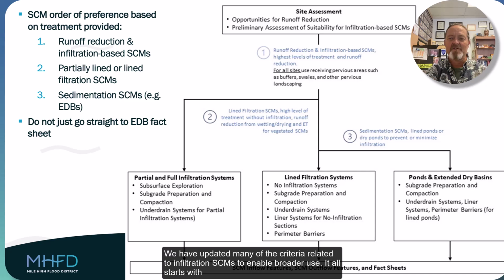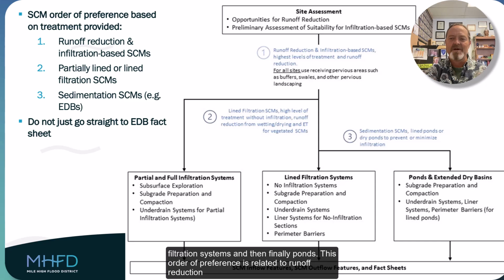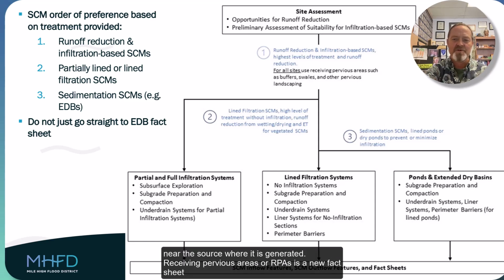We have updated many of the criteria related to infiltration SCMs to enable broader use. It all starts with selecting the type of SCM. The numbering on this chart indicates an order of preference for SCMs, always starting with runoff reduction and then considering unlined infiltration systems, lined infiltration systems, and then finally ponds. This order of preference is related to runoff reduction and pollutant treatment capabilities of different types of SCMs and a philosophy of treating stormwater runoff near the source where it is generated.